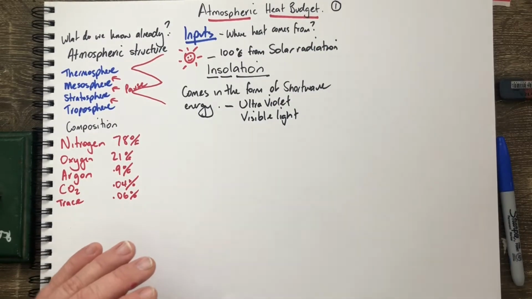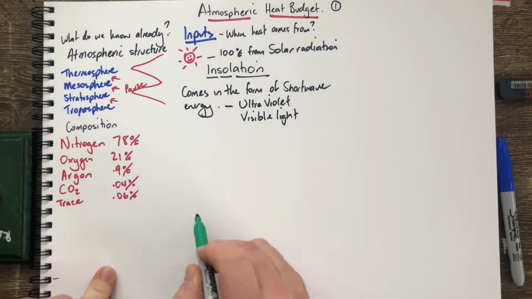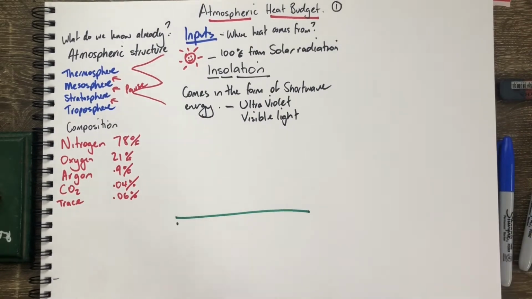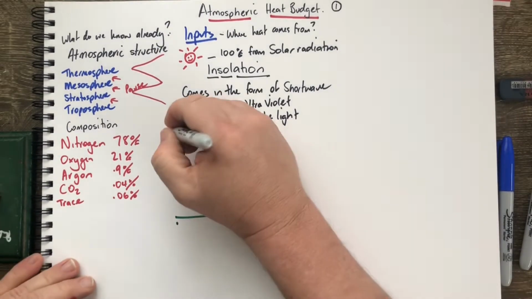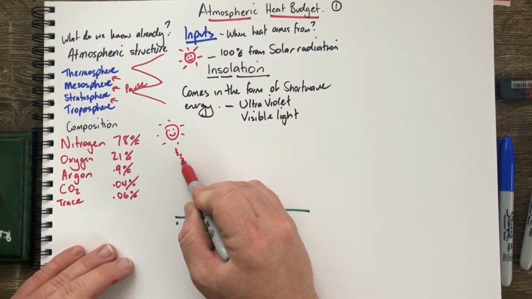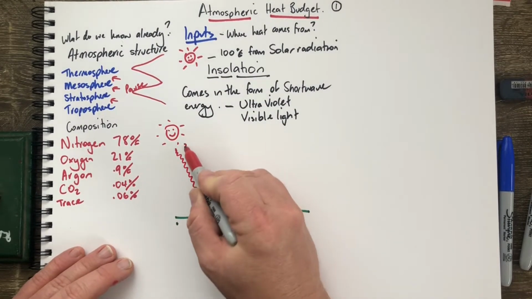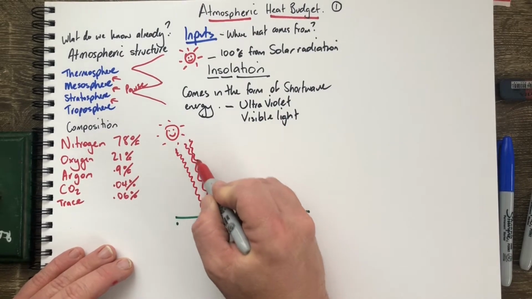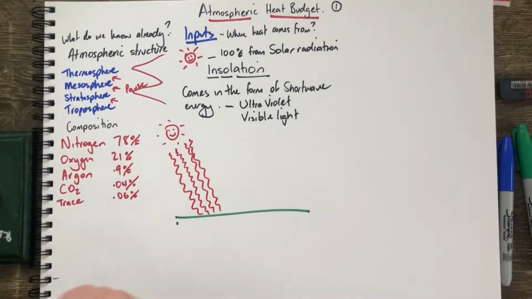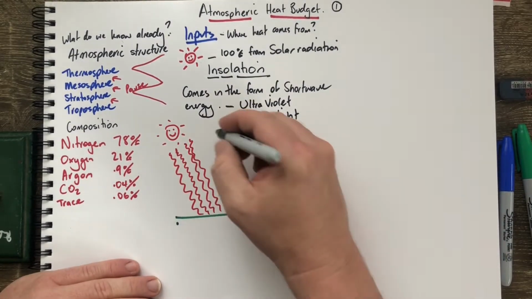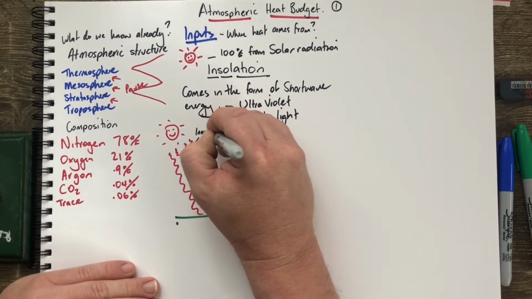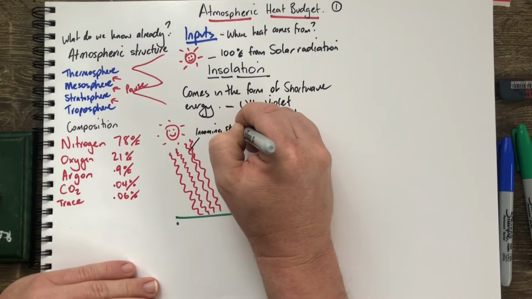Let's draw a little diagram of that. Here's the surface of the Earth right here. And let's draw that incoming solar radiation. All right, excellent. So this shortwave radiation, we need to label it as shortwave. I'll label it here. Incoming shortwave.